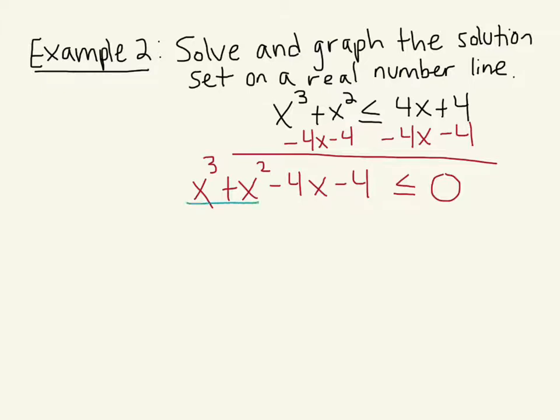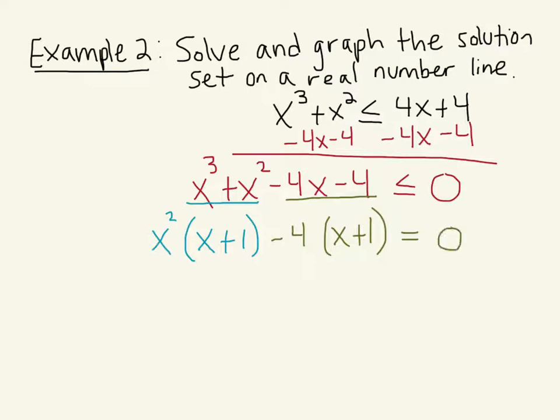From x cubed plus x squared, I can factor out an x squared, and I'm left with x plus 1. And from negative 4x and negative 4, I can factor out a negative 4, and I'm left with x plus 1. And we're going to set that equal to 0 so we can solve for x. Now we can see that I have a common binomial. So I'm going to write this as x squared minus 4 times x plus 1 equals 0.